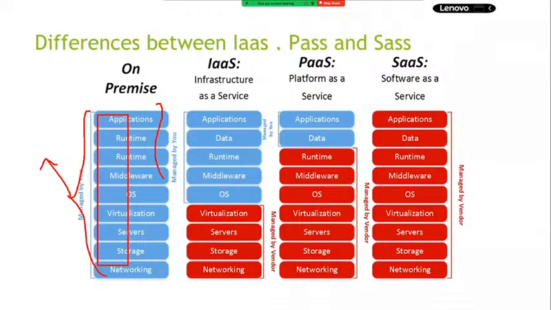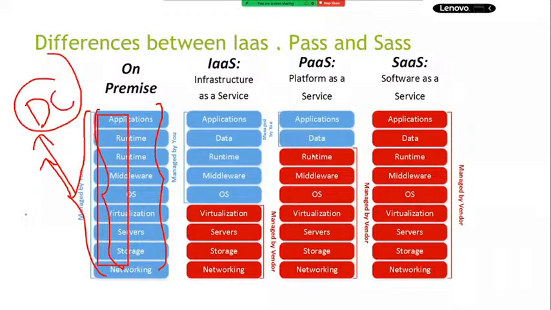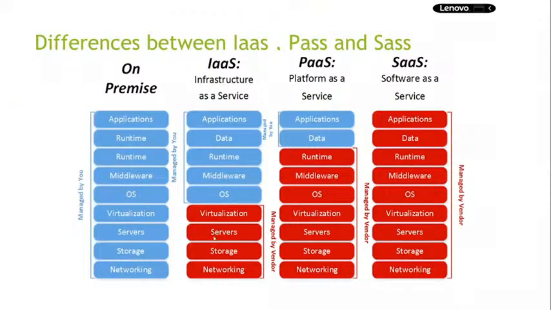To maintain all this, we need our own data center. Yeah, we required our own DC, data center. That is what on-premises. Next, in the cloud, if you go for infrastructure as a service, guys, carefully observe.